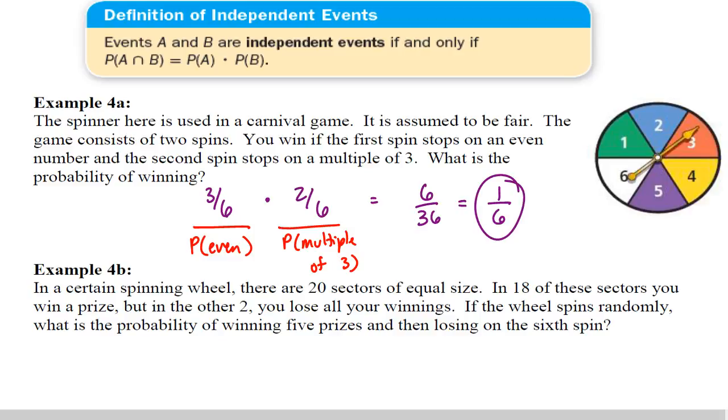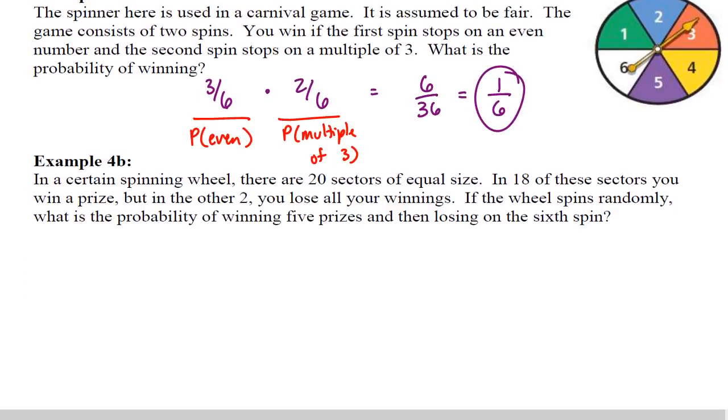Now let's look at this next example. It says in a certain spinning wheel there are 20 sectors of equal size. In 18 of those sectors you win a prize, but in the other 2 you lose all your winnings. If the wheel spins randomly, what is the probability of winning 5 prizes and then losing on the 6th spin?